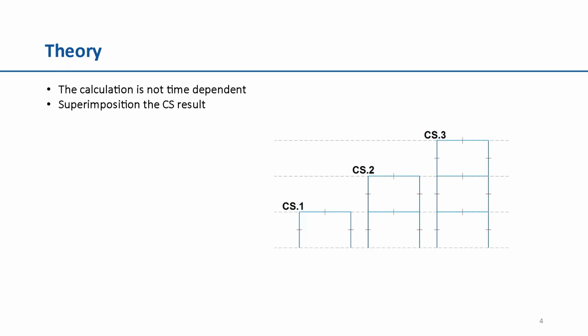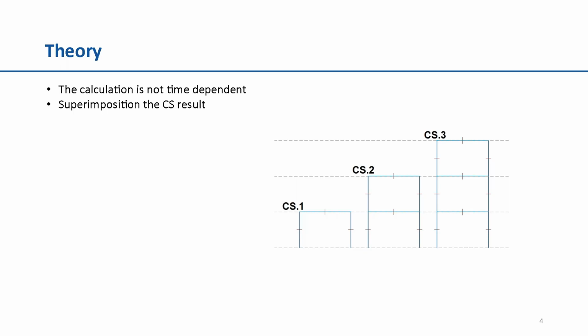Here we have an example. So the structure is divided into 3 construction stages. The dead load is applied for every step in the sequence. So in construction stage number 1, the dead load from the elements in stage 1 is applied, and when you go to construction stage number 2, the dead load for these elements are added.